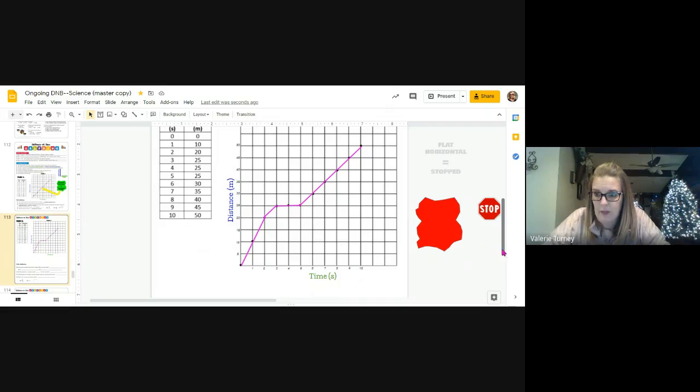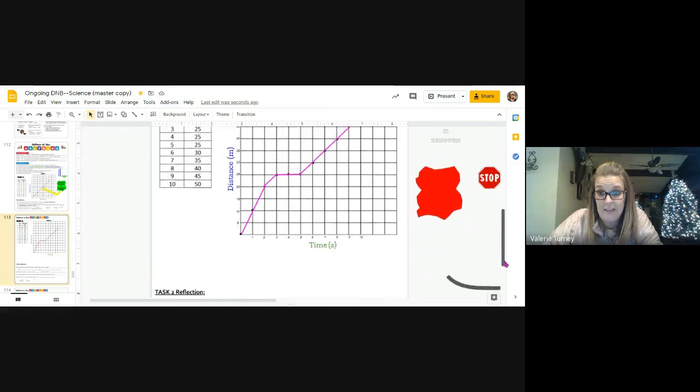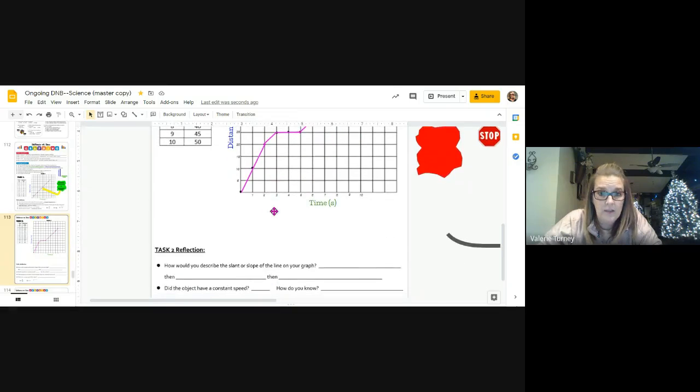All right, let's look down at the bottom. Here we go. How would you describe the slant or the slope of the line on your graph? It's something, then something, then something, because this is definitely not just one line. There are 3 different parts of the line. Right here, from there to there, that is a diagonal line, but I would call it a very steep diagonal line, because it's really steep up and down. If I were walking on a hill that's this steep versus a hill that's this steep, it would be completely different. So we're going to type that in right there: steep diagonal.